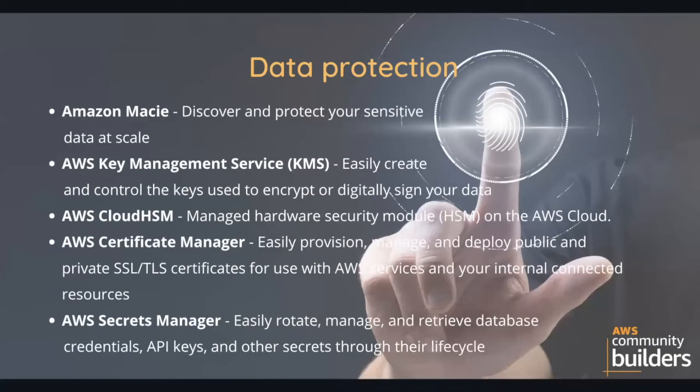Okay, so now next is data protection. We have seen the network protection and application protection, right? Now it is the data protection part. It has a variety of services like Amazon Macie, Key Management Service, CloudHSM, Certificate Manager, and Secrets Manager.